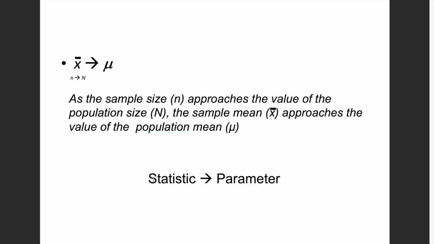So the statistic gets closer to the parameter. The sample statistic, as the sample size increases, gets closer and closer to the population parameter. So that's the trick here. If we increase the sample size of our study, we tend to get closer and closer values to the real population parameters.